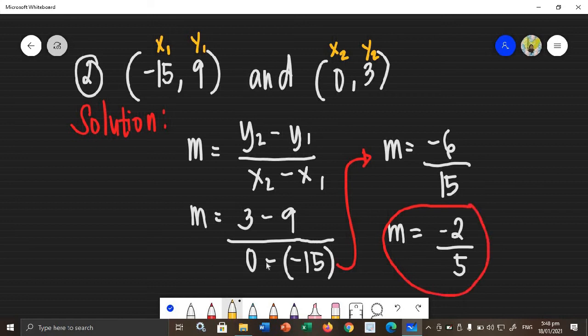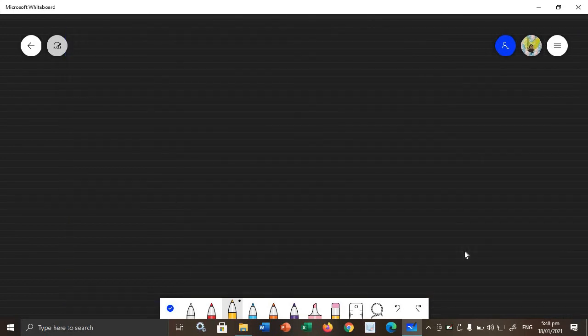And the line, if you graph this example, will rise to the left. Kasi negative yung slope natin. Okay? And then, next example pa, so let's say we have 18 and negative 5.